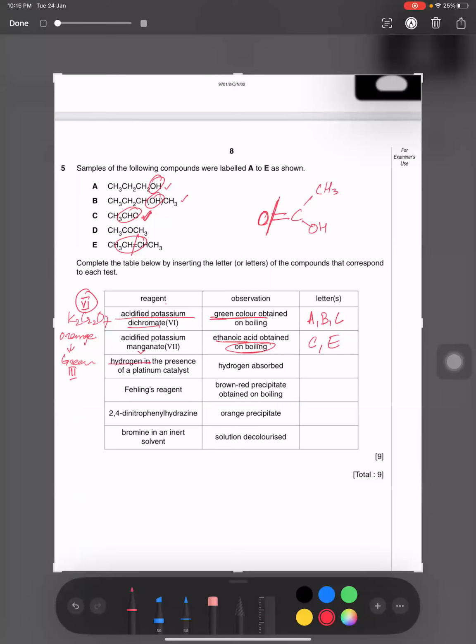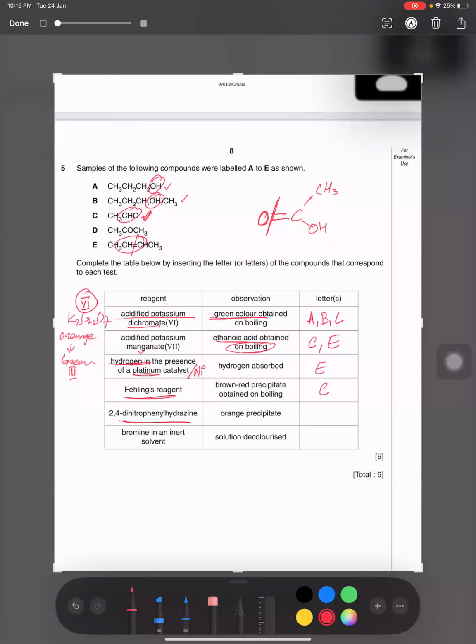Then hydrogen in the presence of platinum catalyst, and you can even use nickel catalyst over here as well. And we know that this is one of the properties of alkenes. When we react them with hydrogen in the presence of nickel catalyst, they react to form alkanes. So the only possibility for this is E. Then Fehling's reagent. Fehling's reagent is only applicable for aldehydes. So the right answer is C only.